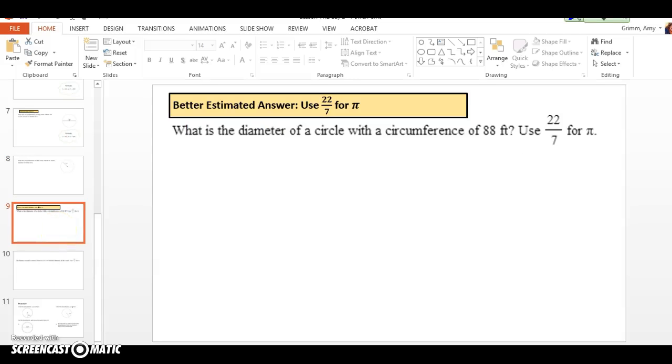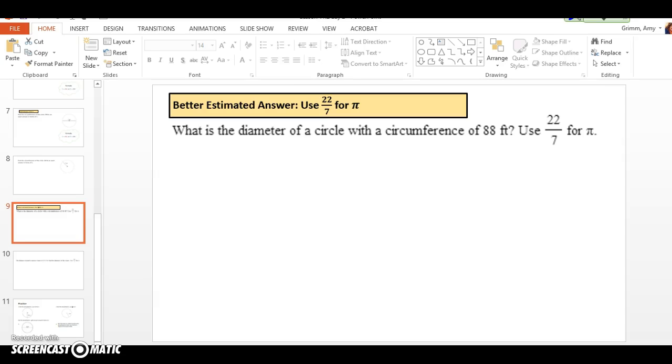Here's the next part of this. I call this just Mrs. Grimm talk: a better estimate for pi, which is 22 over 7. It's going to give us a more exact answer, still not exact though. Okay? All right, what is the diameter of a circle with a circumference of 88?